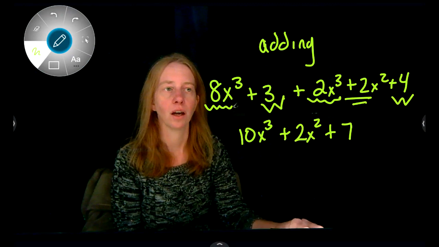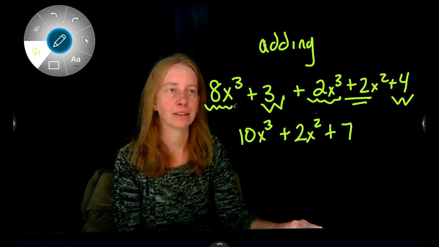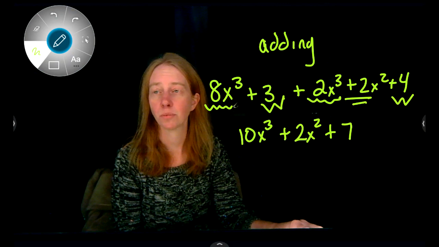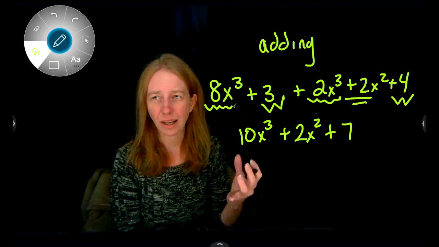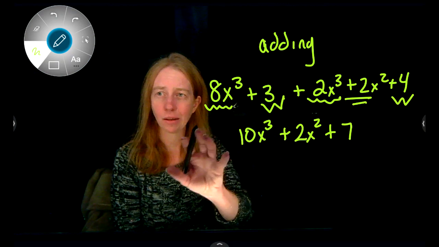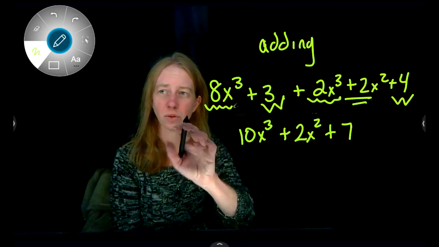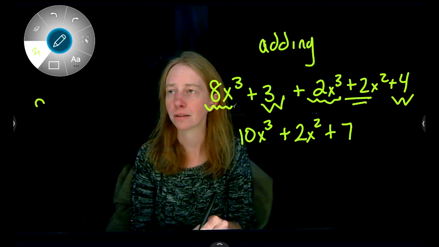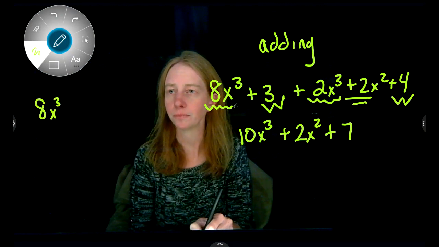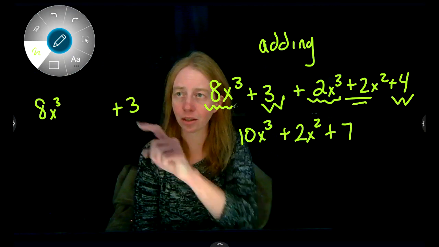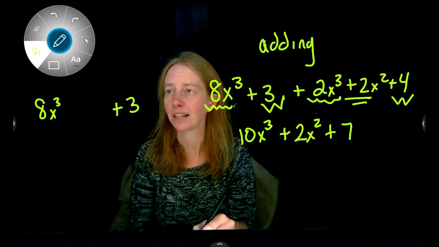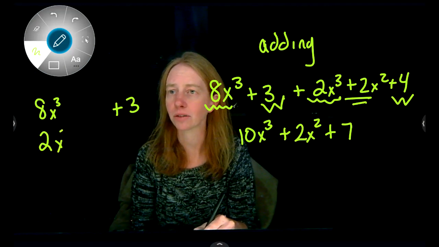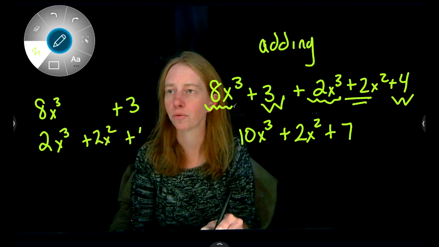Okay, another type that you might see is when you have to subtract. Before I do subtracting though, I do want to show you a different method. If you don't really love the way that this is written out side to side, you could take this a different way. You could write it like this: 8x cubed, okay, plus 3. Now, I left some space here. You're going to see why in a moment. The next one we were adding together was 2x cubed plus 2x squared plus 4.